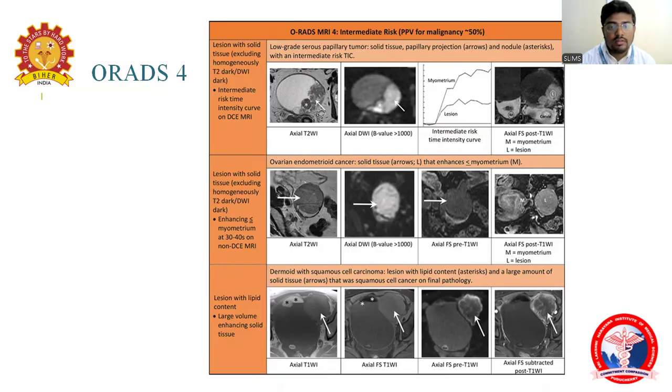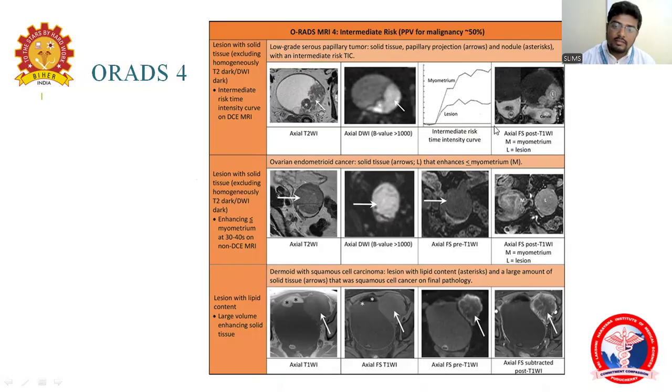The axial T2, and the first is the low grade serous papillary tumor. Here we are able to see the unilocular cystic lesion with papillary projections and solid areas and nodules within the lesion. And these solid areas appear hyperintense in the DWI, and the lesion shows an intermediate risk type of curve in the DCE MR. And in the post-contrast images, the lesion shows enhancement almost similar to that of the outer myometrium.